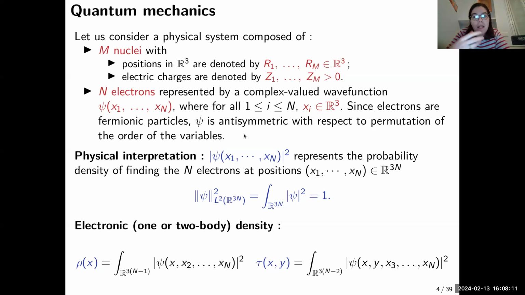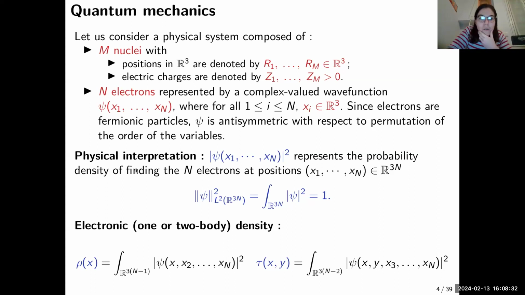This is due to the fact that electrons are fermionic particles. To make a long story short, this encodes the so-called Pauli exclusion principle, which states that you cannot find two electrons at the same place with positive probability. And so this antisymmetry somehow encodes the Pauli exclusion principle.